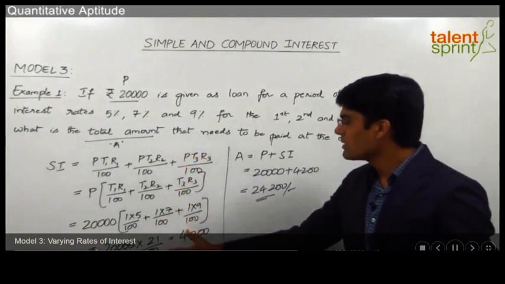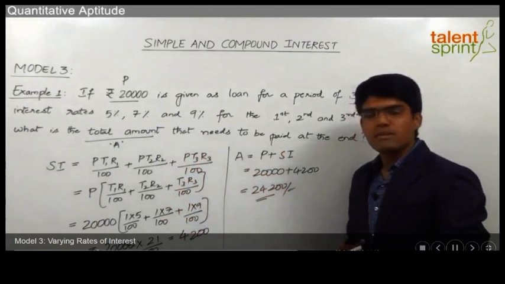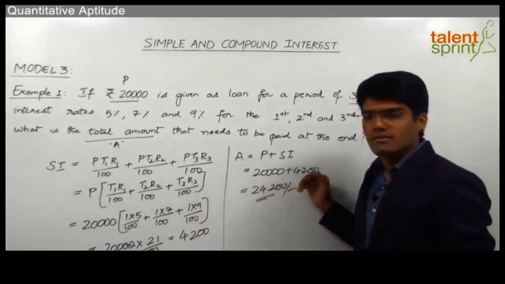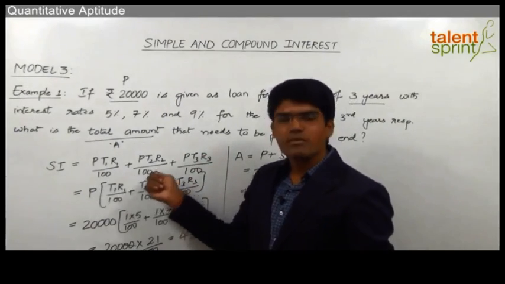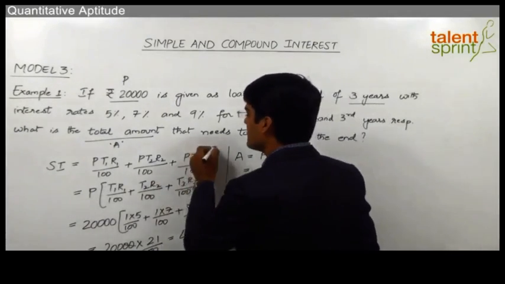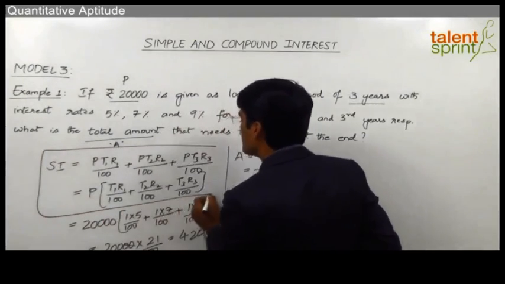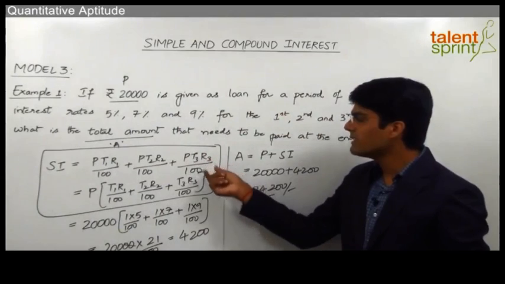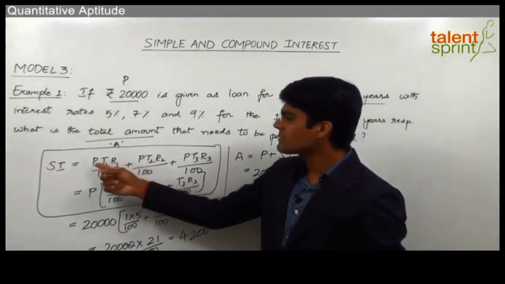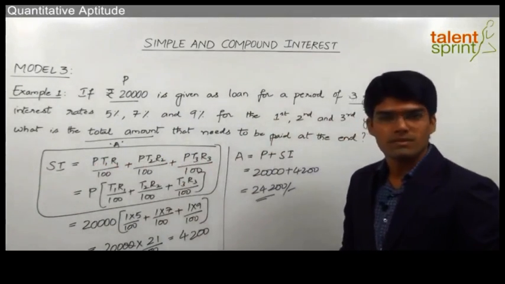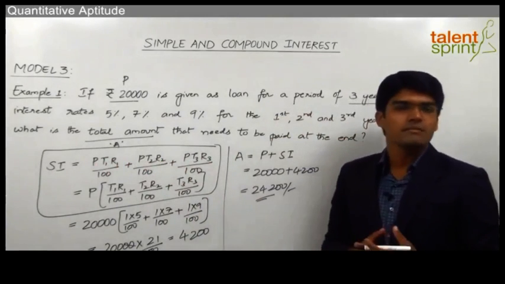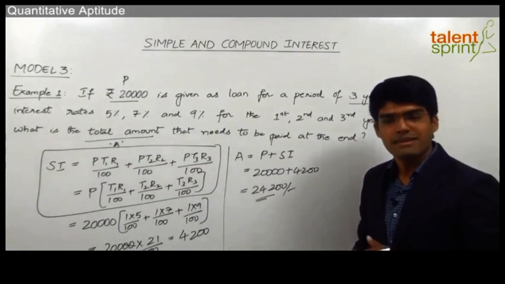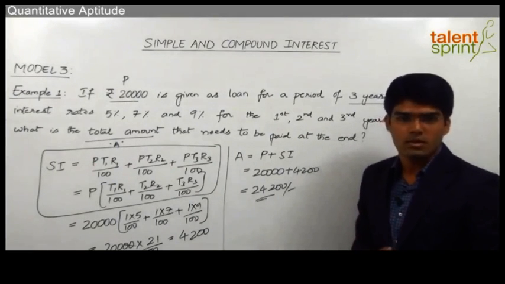So, we find out the total interest and then the total amount is principal plus interest. Now, this is the normal way of solving the question, where we are using the formula for varying rates of interest. The formula here is nothing but simple interest equals P1 T1 R1 by 100 plus P2 T2 R2 by 100 plus P3 T3 R3 by 100. But since the principal is common, we have taken it as P all across. Otherwise, going by the concept of percentages, the same question can be solved in just one step, as we have discussed in model number 1 and model number 2.